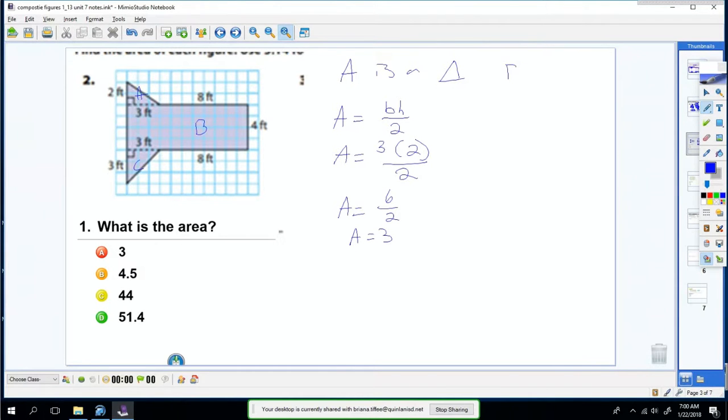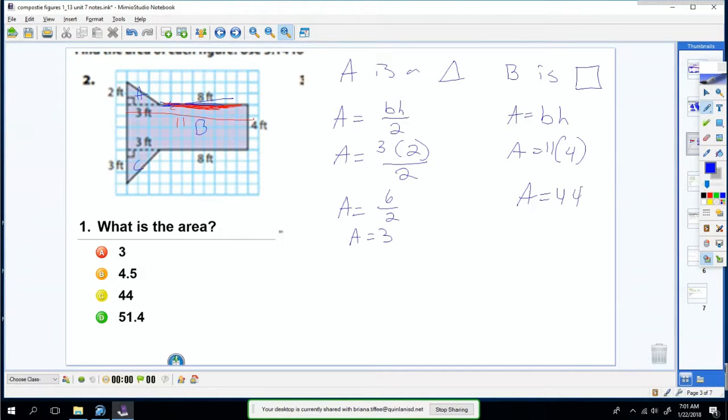Okay, so B is a rectangle. Area of a rectangle is just base times height. Well, the base is not 8. It's not 8, guys. This right here is 8, but we need the full length of it. So it's 8 plus 3, which is then 11. So my base is 11, and my height is 4. So 11 times 4 is 44.